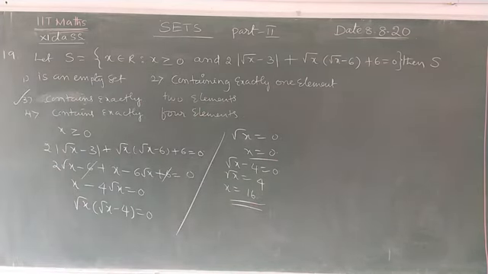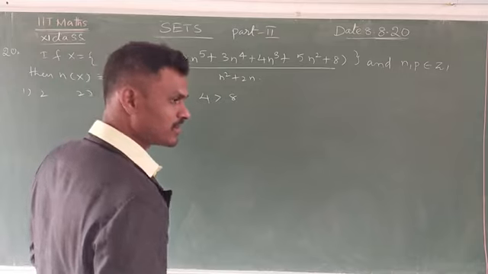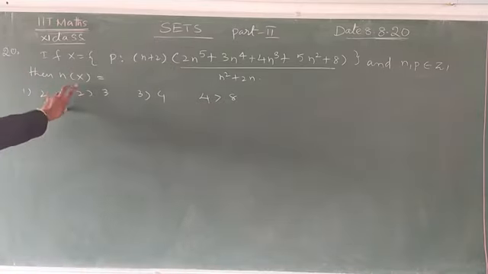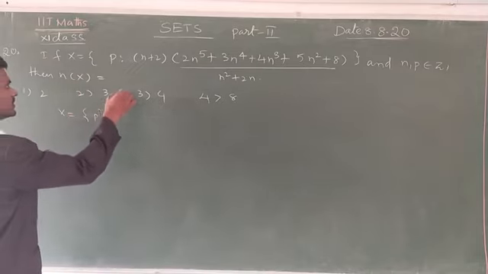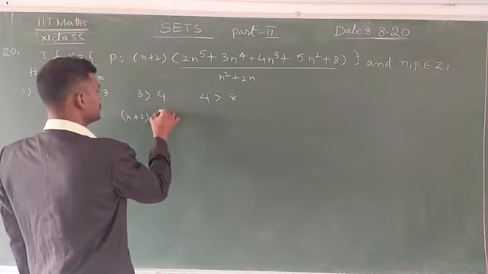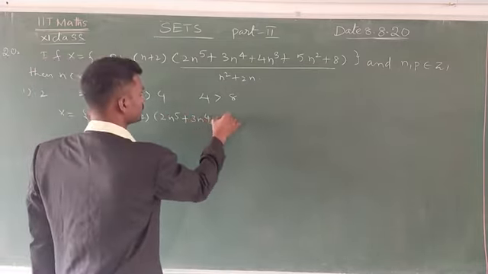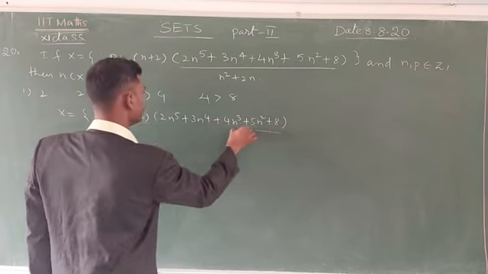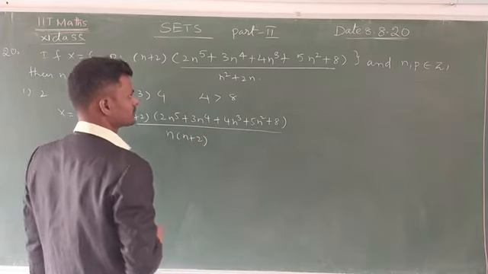Next problem 28. If X is the set of p such that (n plus 2)(2n^5 plus 3n^4 plus 4n^3 plus 5n^2 plus 8) upon (n^2 plus 2n), and n, p belong to Z, both are integers, then n(X) is equal to. Okay, now see here, X is the set of p such that (n plus 2) into 2n^5 plus 3n^4 plus 4n^3 plus 5n^2 plus 8, whole by, in the denominator you have to take common n, n into (n plus 2).